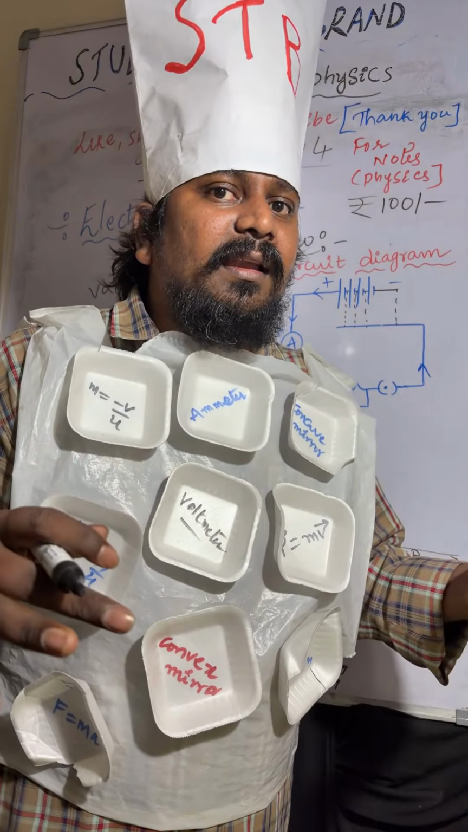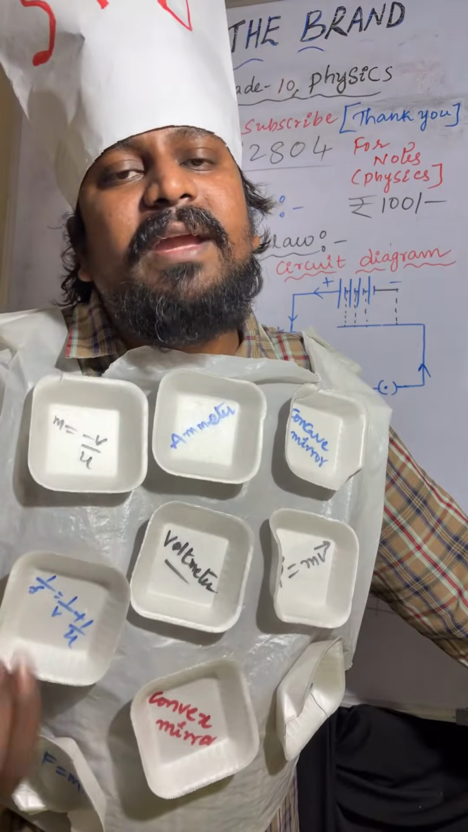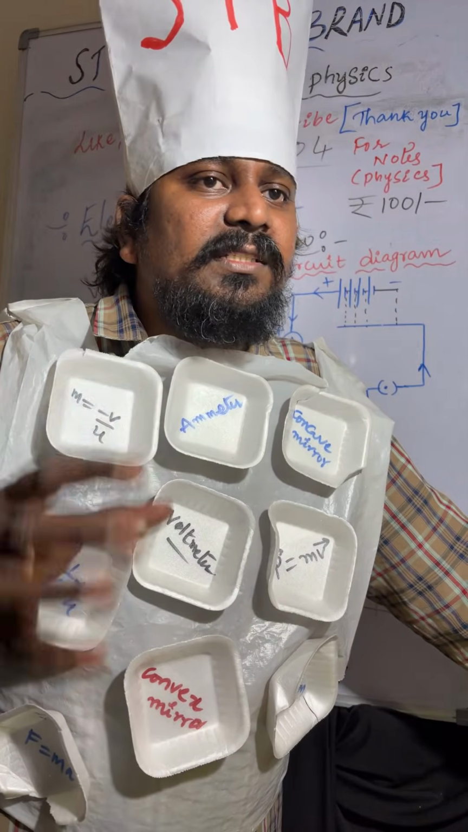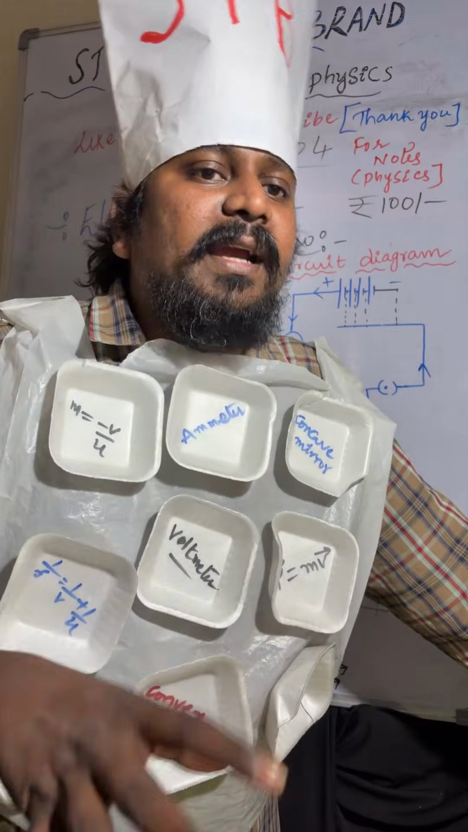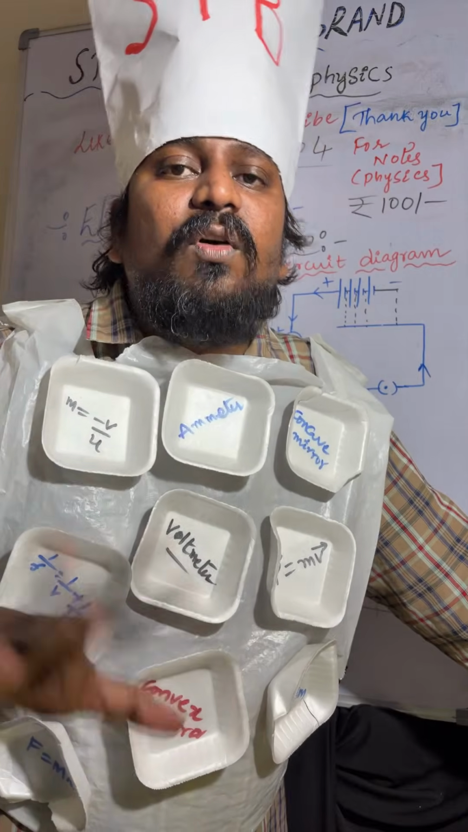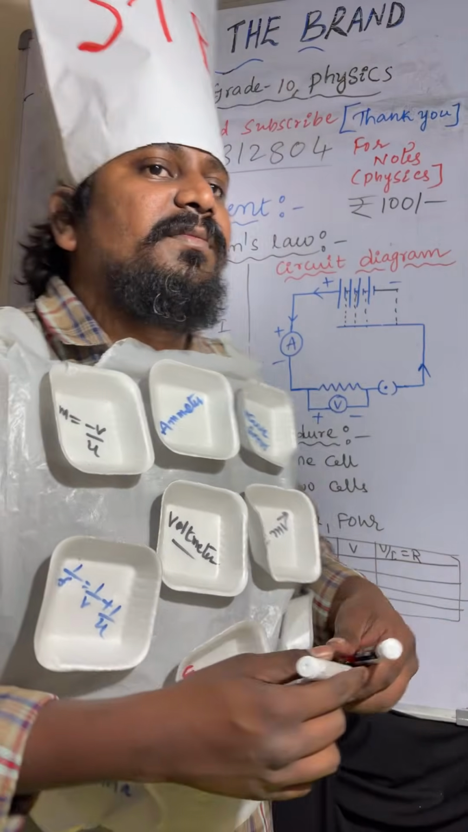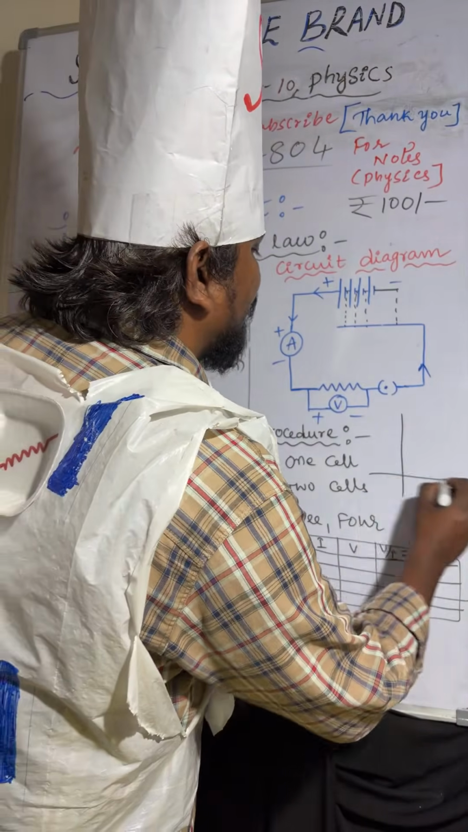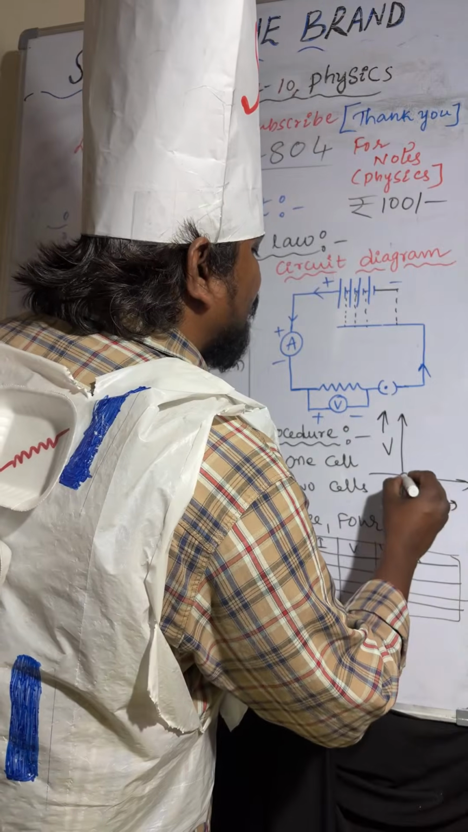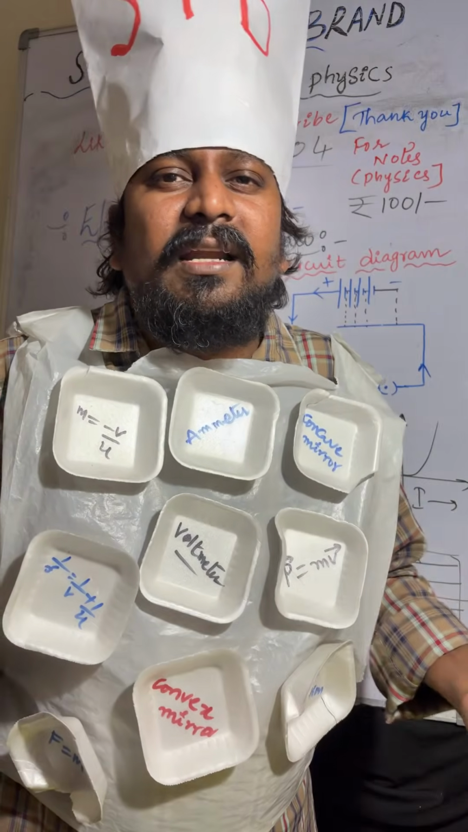The graph is linear for ohmic conductors. What do you mean by ohmic conductors? The conductors which obey Ohm's law are called ohmic conductors. What about non-ohmic conductors? For a non-ohmic conductor, the graph is curved. You can observe here the graph is like this, with V on the y-axis and I on the x-axis. The graph is curved for non-ohmic conductors.